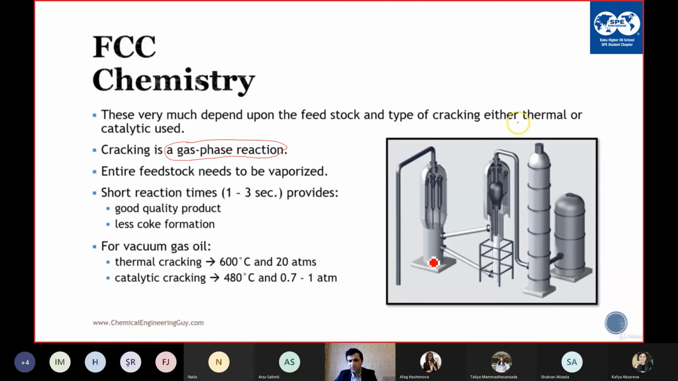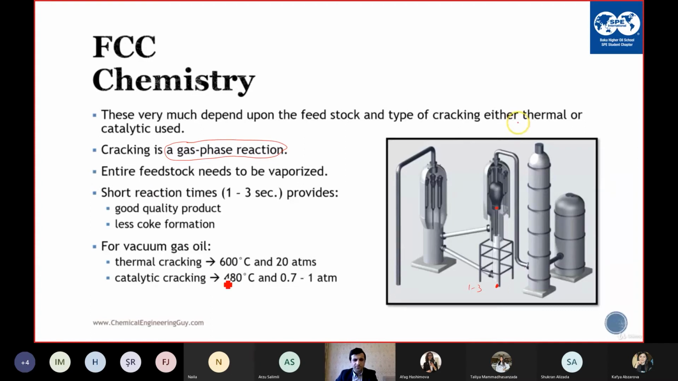Which one? This is the reactor, I think. Yes, this is the reactor. So residence time means that if this is a reactor, until this part, you have 1 to 3 seconds. So it is a fast reaction. In 3 seconds, the cracking is accomplished, and you produce the gases, naphtha, or light cycle oil.